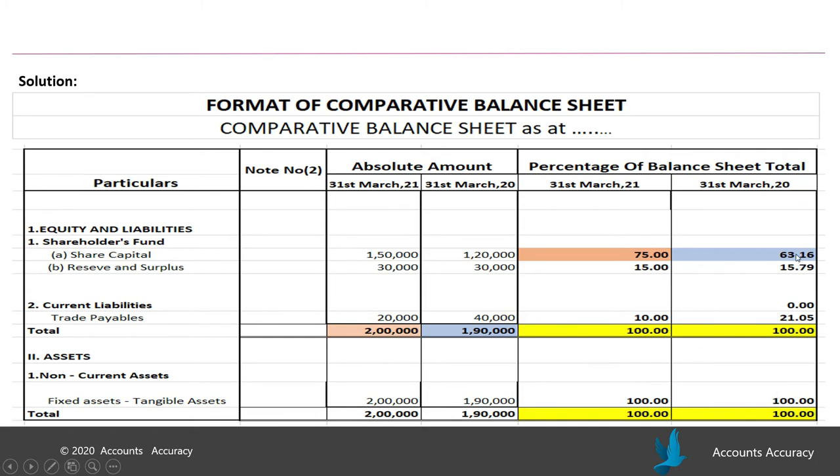And remember, you should not forget to do the totaling of the percentages of both the totals, that is, the liability total should also come 100 and your asset total should also come 100. If the percentage total is not coming 100, then your sum is wrong. You can see 63 plus 15 plus 21, this total will come 100.